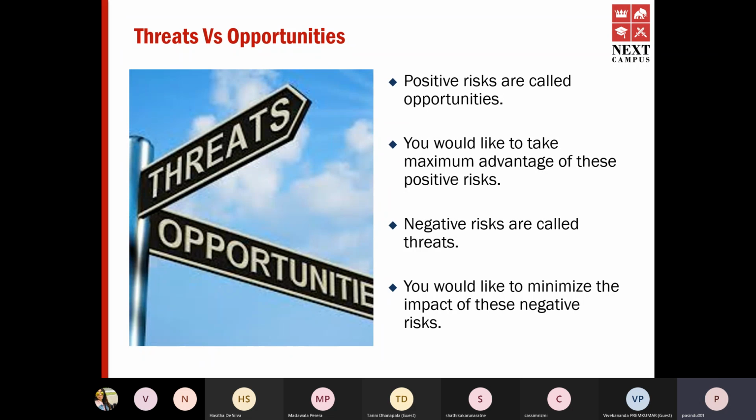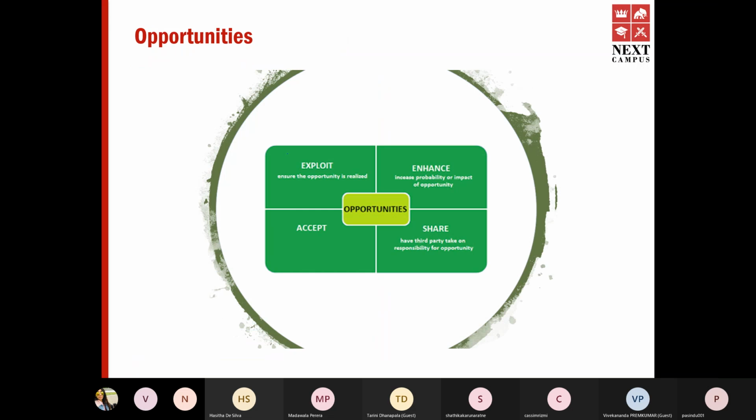What do you think the response strategy for opportunities would be? What would you do if there's an opportunity? Checking whether it's feasible. Okay. Yes, you would do that. If it's not feasible, what would you do? Finding an alternative path. Okay.